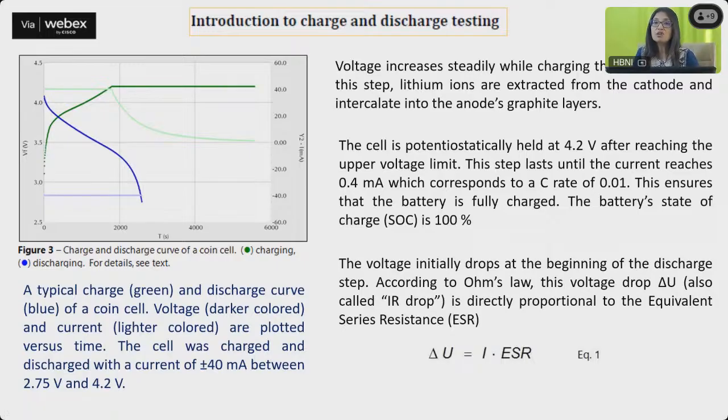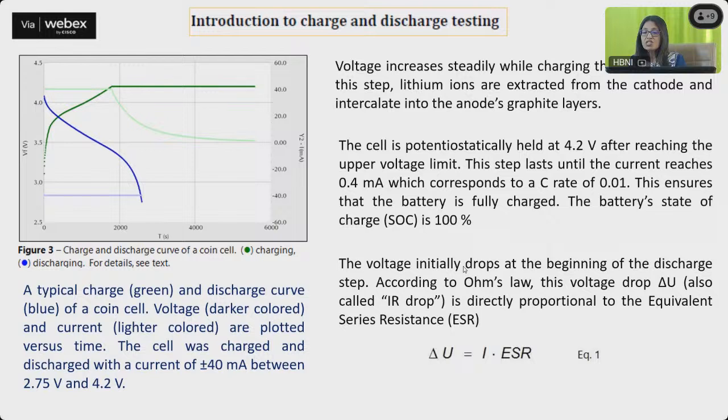During this step, the lithium ions are extracted from the cathode and intercalated into the anode graphitic layers. Then the cell will be held potentiostatically at 4.2 volts. Why? Because 4.2 volts is the upper voltage limit for the cathode. This step is going to last for some time, corresponding to a C rate. C rate is basically how fast you are charging and discharging a battery. This ensures that the battery is fully charged, so the battery state of charge here is around 100%.